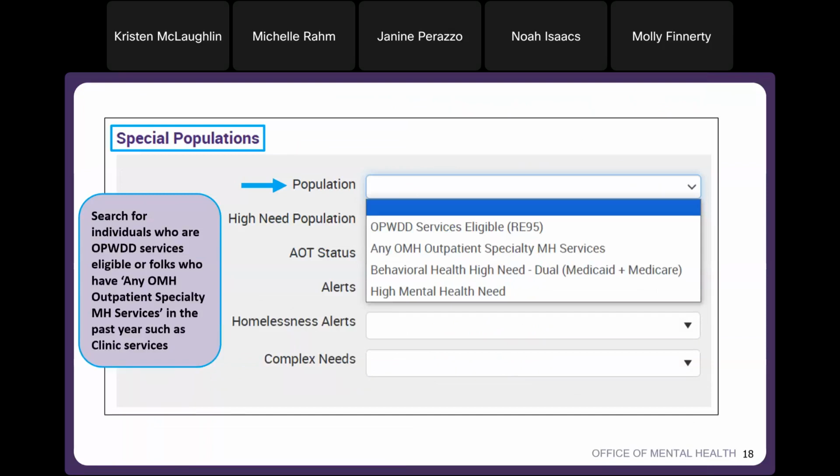We have this special population section, which allows you to search for a couple of different things. If you're trying to identify who I have served that is considered OPWDD services eligible, who has any OMH outpatient specialty services, who is considered behavioral health high need dual, these are some of the searches that you can run right at the top of population.